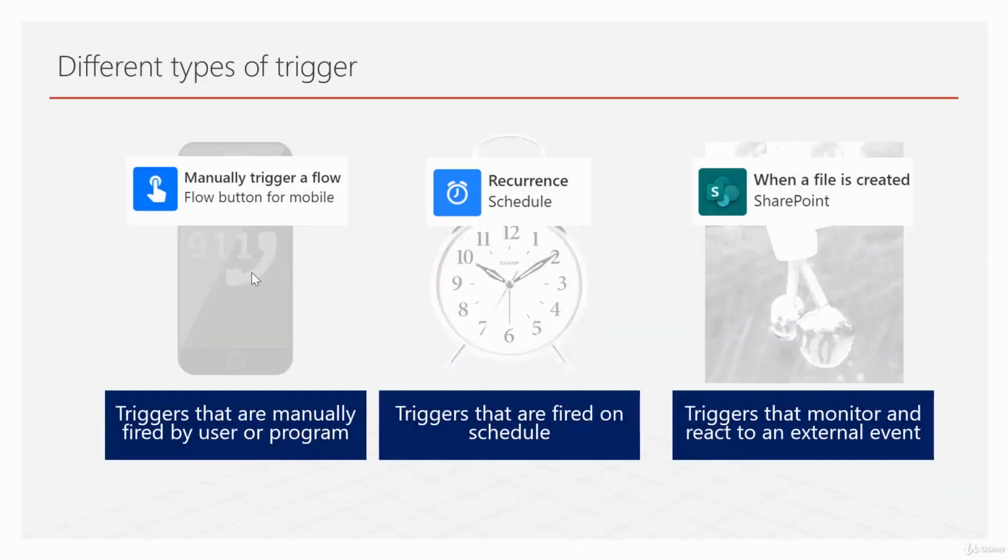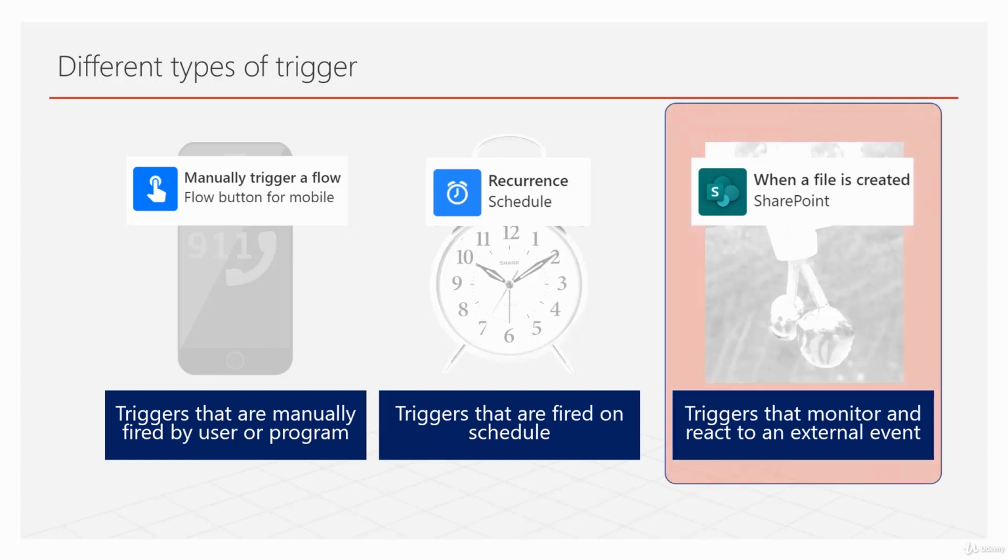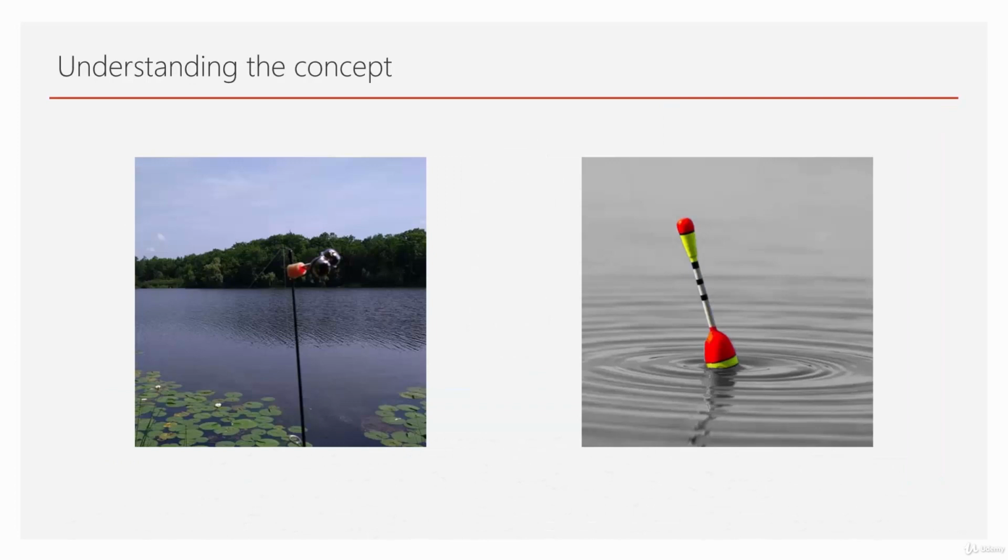So far, we learned about the triggers that are fired when somebody pushes the button or another program calls the Power Automate flow. We learned about the triggers that are running on a schedule. Now it's time to learn about the triggers that run when something happens outside Power Automate. More like when you go fishing. So when the fish bites, you either hear something or you see something. Regardless, let's do it by example.